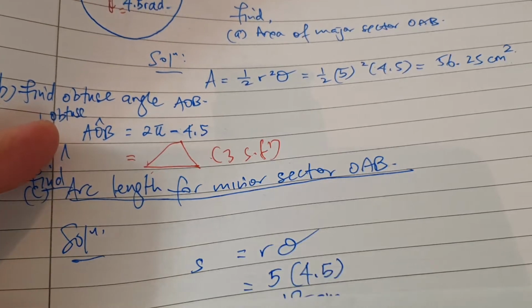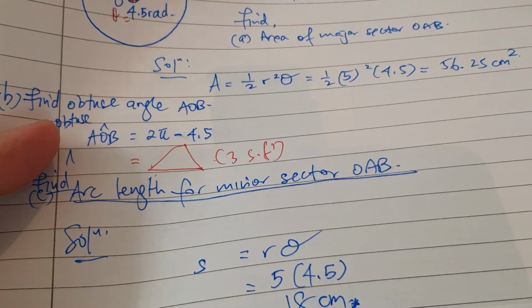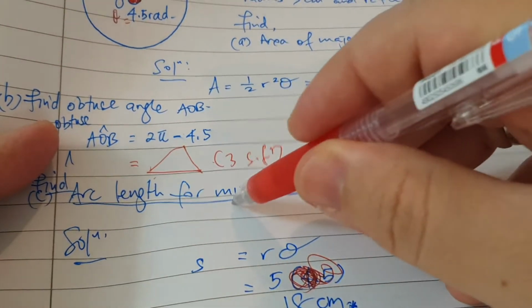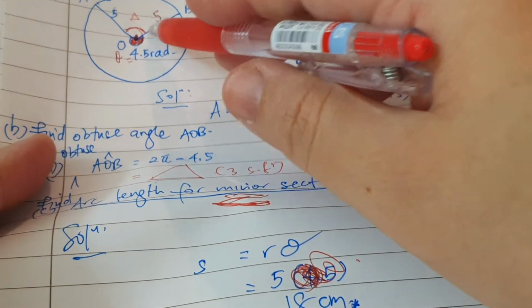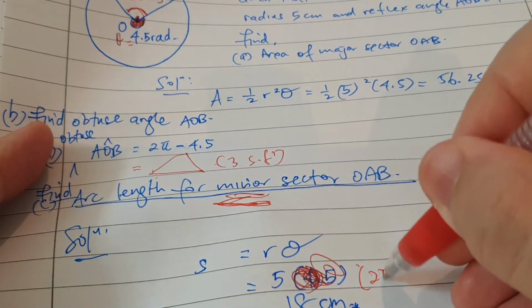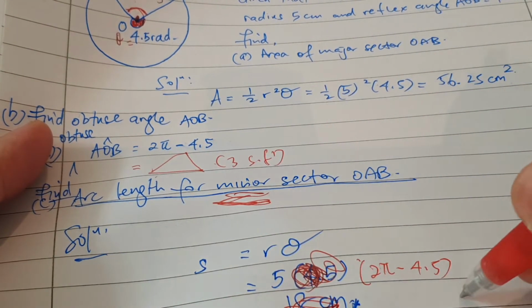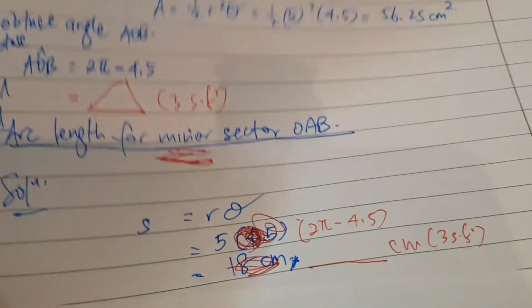So it's just, they want minor or major? I think they want major. Okay, so major, minor, sorry, the one minor. Okay, minor sector, the minor sector is this one, right? This one, so you take 2 pi minus 4.5, okay? Then you go and find your answer in 3SF. Alright, that's all for this. Okay, sorry, haven't finished yet.